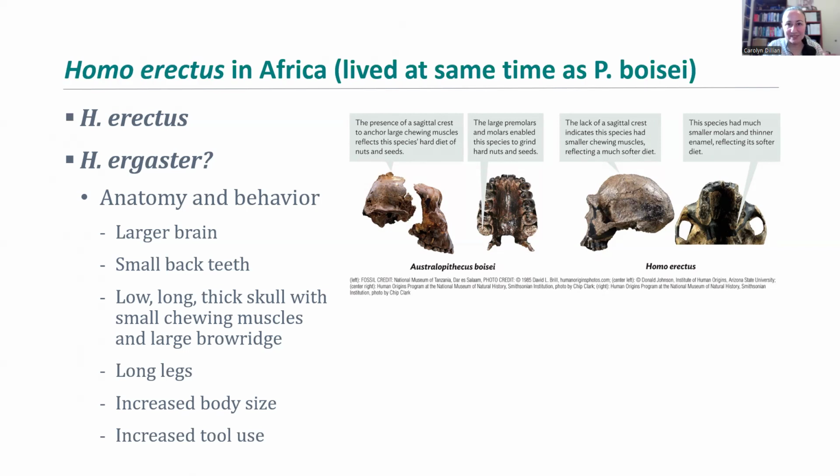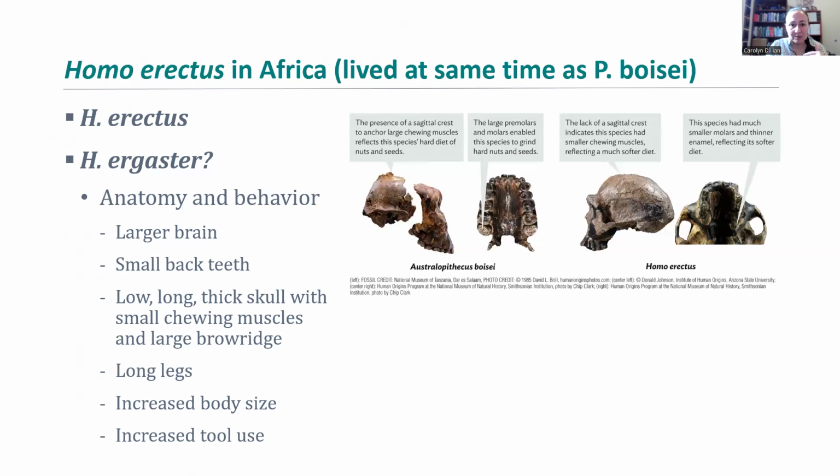And Homo erectus in Africa, or Homo ergaster, had a large brain, not as big as ours, but much larger than members of the genus Australopithecus, had smaller back teeth. It still had a large brow ridge and not the high domed forehead like we have, but it's getting more modern. Had long legs, increased body size, but narrow, and much, much more tool use.